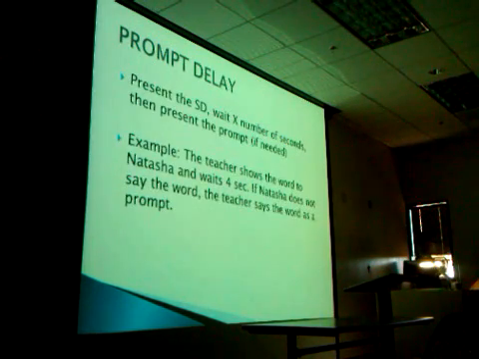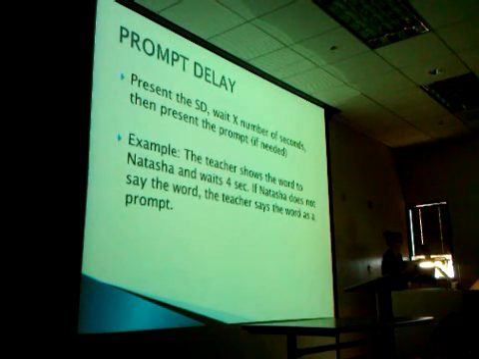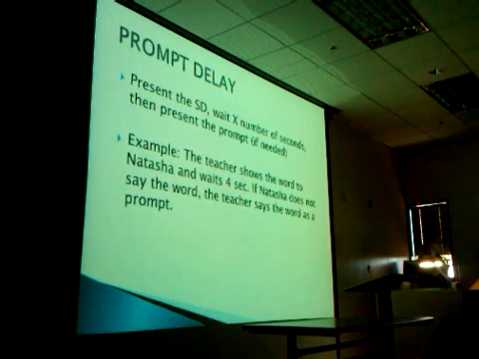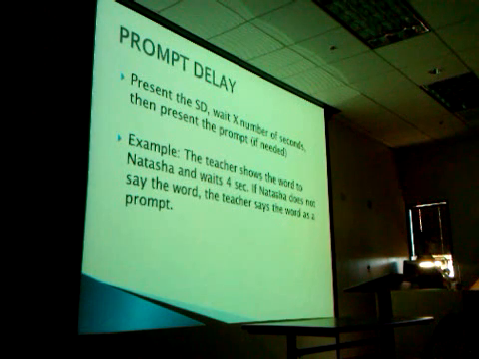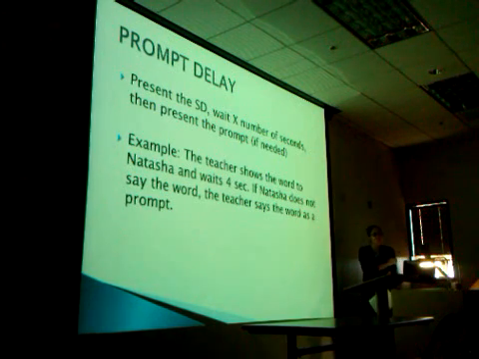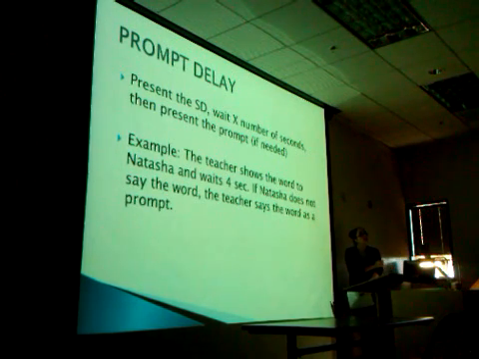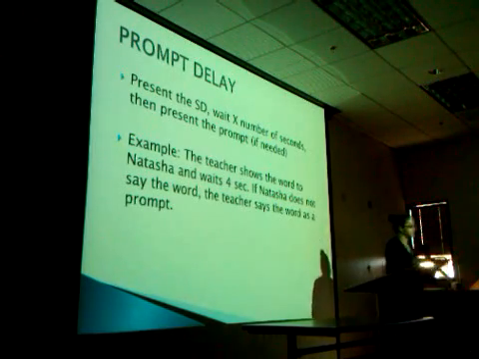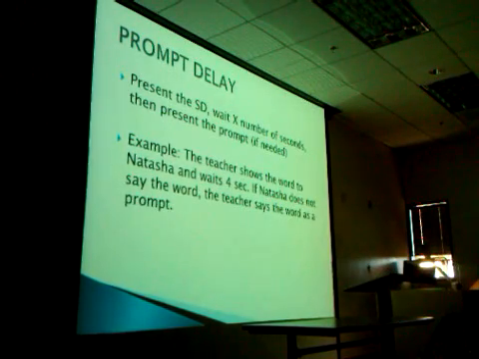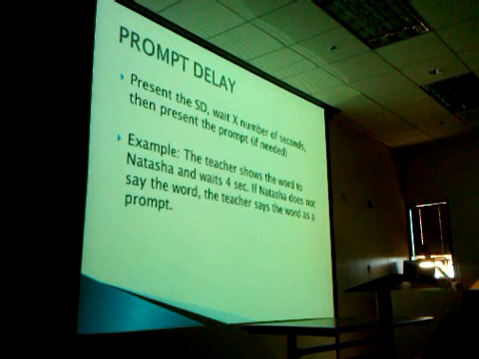Another way that I can fade my prompt is to present what's called a prompt delay. Meaning, and it says here, so the teacher shows the word to Natasha and waits 4 seconds. If she does not say the word, then the teacher will say the word as a prompt. So let's say that I've already presented, I've done my verbal prompt and I show her the word, I say banana, she says banana, right? I present it again. I'm going to now use a prompt delay. So I'm not going to say a prompt.